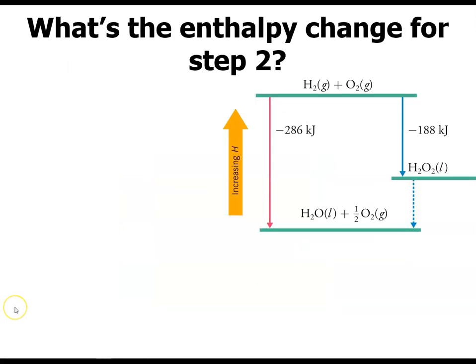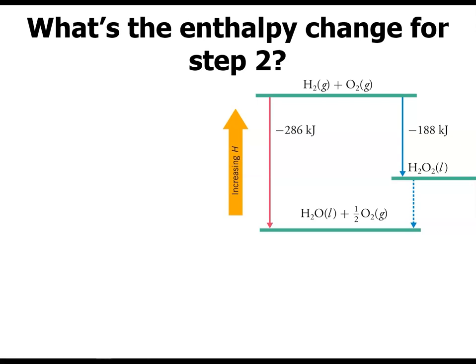Once you have the full thermochemical equation written out, next, this is a different step. I want you to decide what is the enthalpy change for step 2. So what is the delta H for this dotted blue line here? What is that going to be? So answer that, post that in our Blackboard space, and then ask questions if you're not sure how to work this problem.